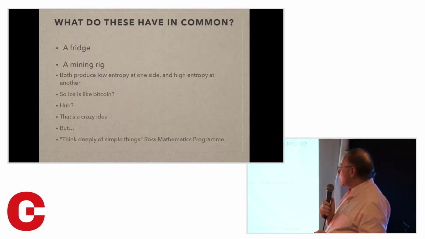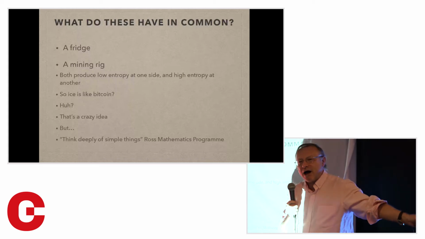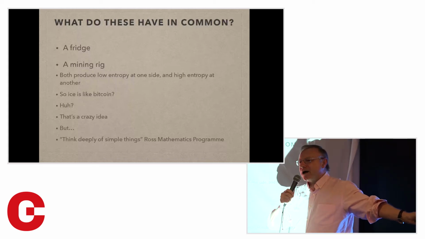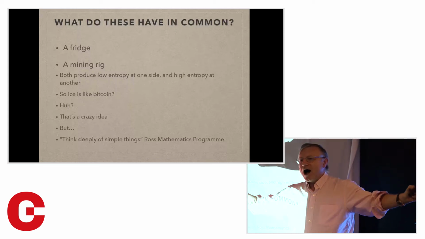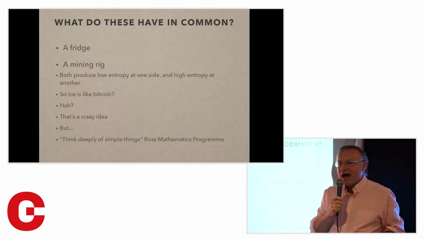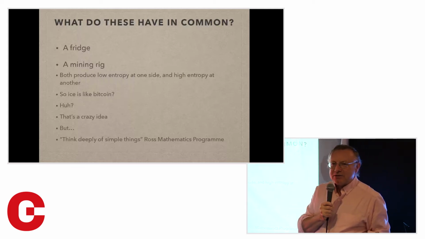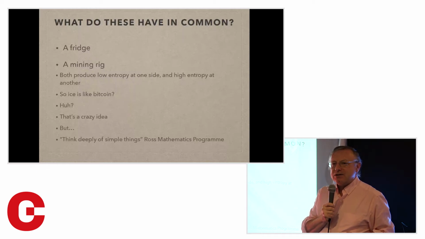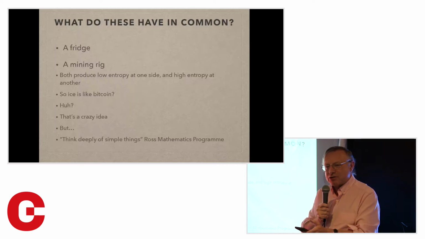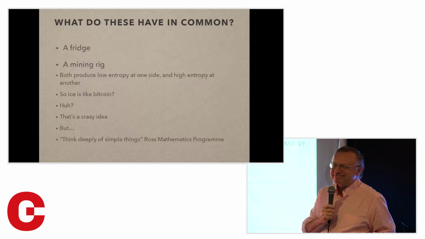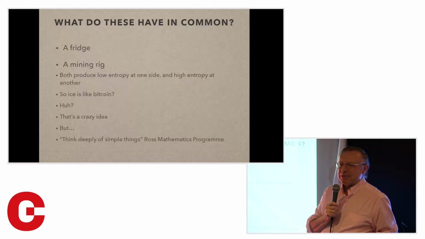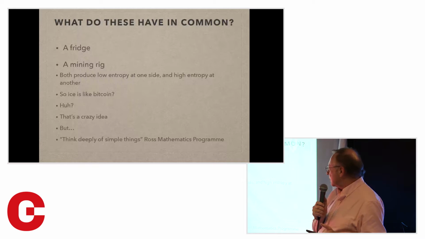So I thought about this for a bit, and I thought, well, that means ice is like... I can't swing my arms around when I'm doing this. Ice is like Bitcoin. And that seems like a bit of a crazy concept. Obviously, there's the superficial notion that you need to spend money to create ice, just as you need to spend money to create Bitcoin. But I thought, somehow there's a bit of a deeper concept. What is it? Where is it?